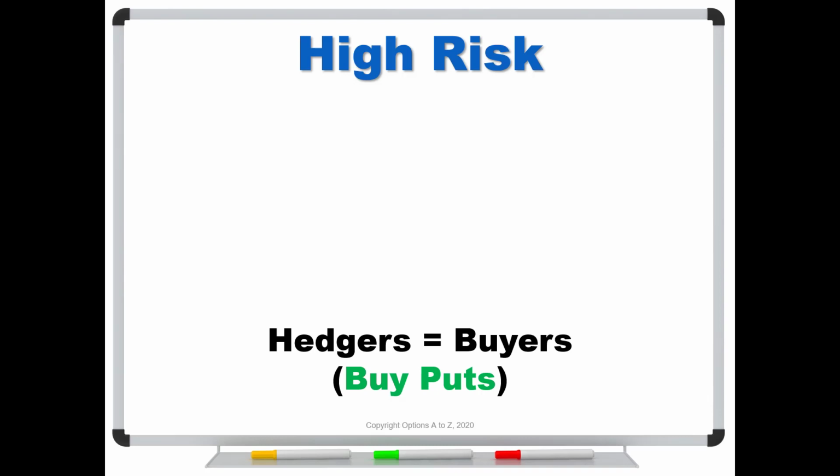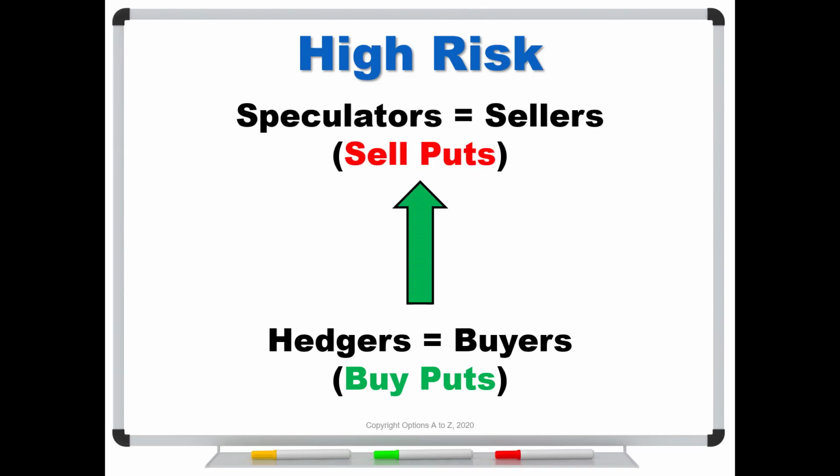Option sellers get a one-shot fixed premium and then they've got unlimited risk. So how can the buyers entice the sellers? The sellers have to be speculators because they are the ones selling the puts, and the only way they're going to sell them is if there's a very big risk premium. In other words, the premiums are probably higher than what they're worth.